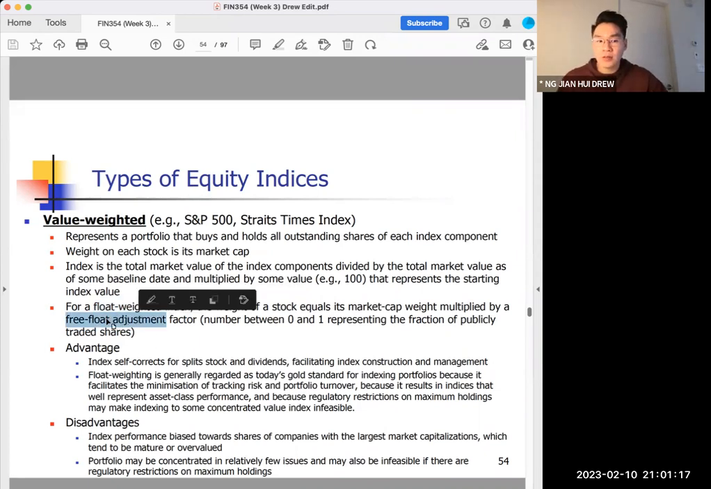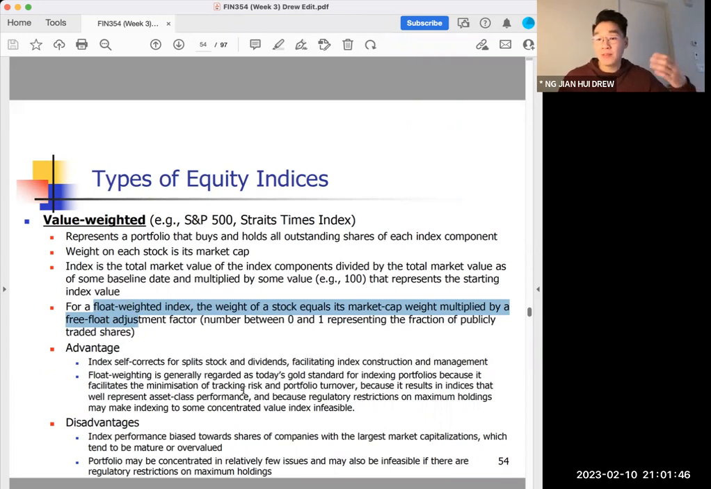Free float is basically the amount of stock that is available for sale in the market. So there's a free float adjustment factor. This float weighted index is actually the gold standard. Basically, it's the best way of indexing the portfolio, and it's being used by the S&P 500.